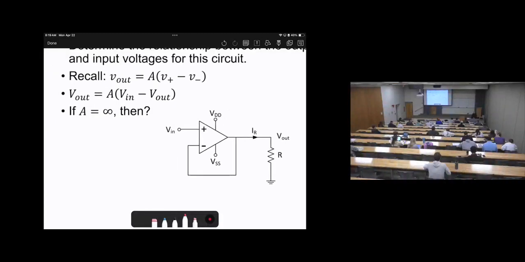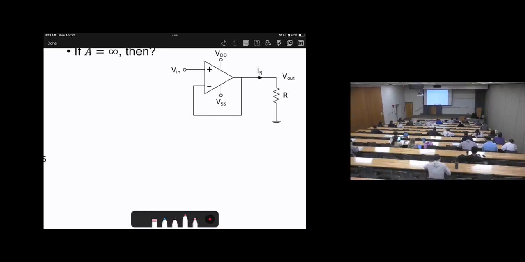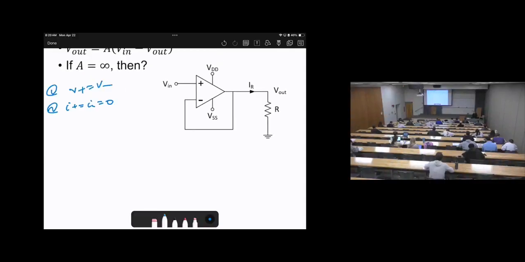V out equals closed loop gain times Vn. Since the open loop gain here will be infinity, I plus equals I minus, and V plus equals V minus. So the rules that we have: number 1, V plus equals V minus. Rule number 2, I plus equals I minus, which is equal to 0. Okay. How can I solve this circuit? My target is to find V out and IR.